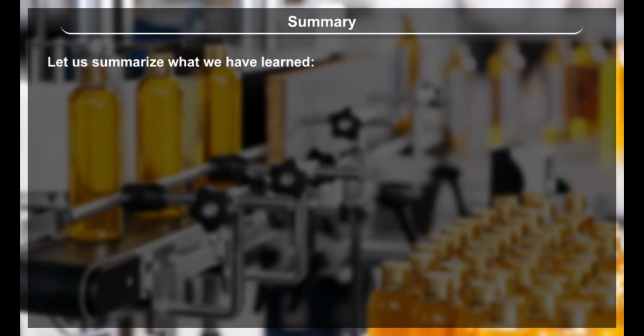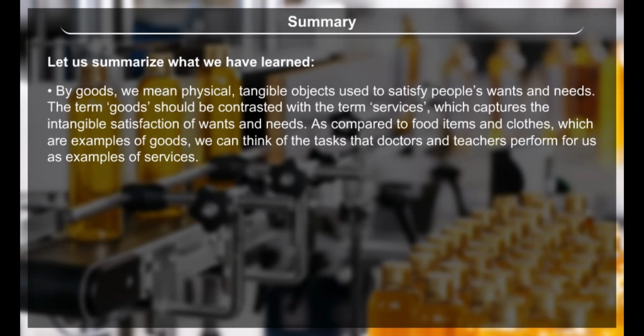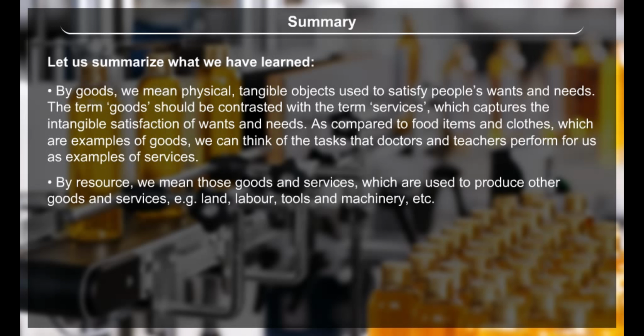Summary. Let us summarize what we have learnt. By goods, we mean physical, tangible objects used to satisfy people's wants and needs. The term goods should be contrasted with the term services, which captures the intangible satisfaction of wants and needs. As compared to food items and clothes, which are examples of goods, we can think of the tasks that doctors and teachers perform for us as examples of services. By resource, we mean those goods and services which are used to produce other goods and services, for example, land, labor, tools and machinery, etc.